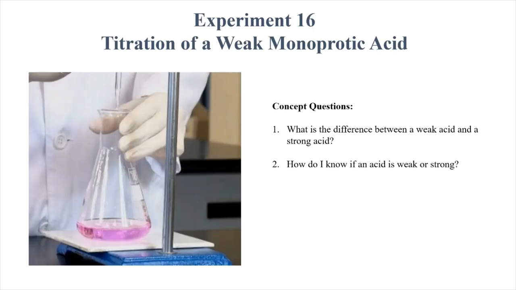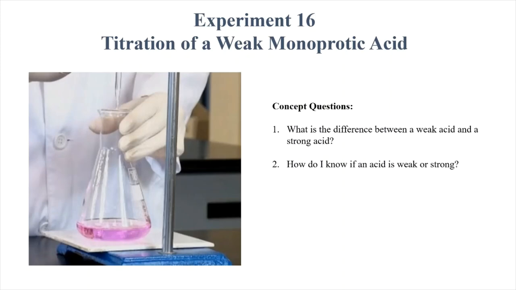In experiment 16, we're going to look at the titration curve of a weak monoprotic acid. So experiments 15, 16, and 17 follow a sort of natural progression. In experiment 15, we look at a titration, and we look at basically all the different components of a titration. So we look at how we set up a titration. We look at what is the analyte, what is the titrant.